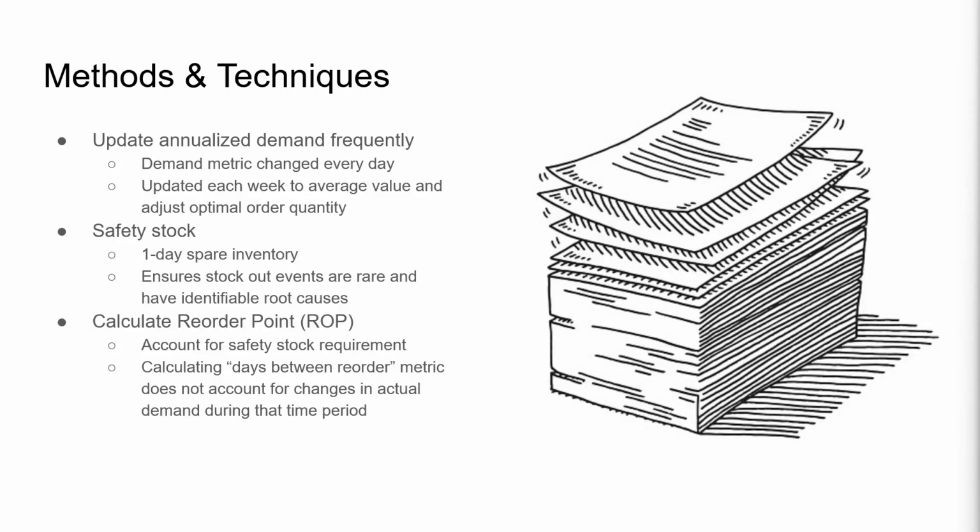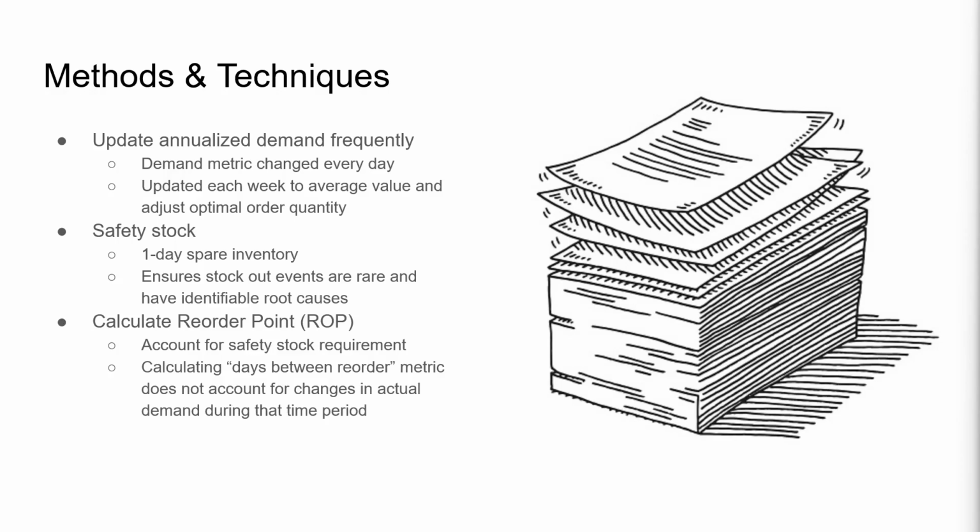The first method was to take the average weekly demand and convert it into an annualized demand. This metric changed every day, so by averaging the value over each week and updating our inventory forecast, we can stay ahead of large changes in demand.